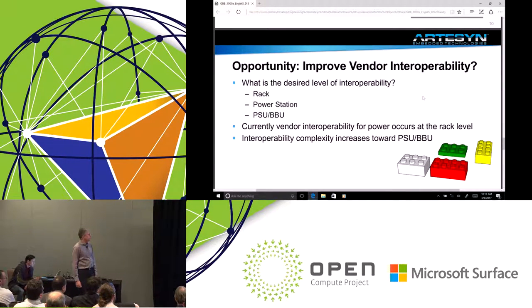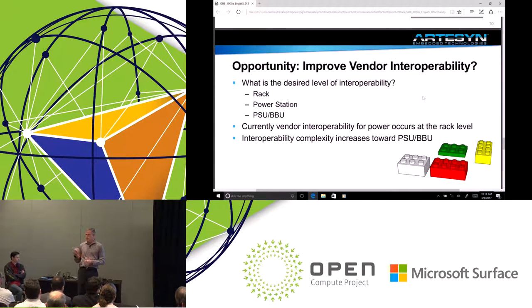Okay, vendor interoperability. I like saying that making interoperability simple is really hard. That's the crux of this slide. Greater interoperability in an ecosystem is generally a win for everyone, but getting there is really hard. Right now, the level of interoperability that we have within the Open Rack community really is at the rack level. You wouldn't expect to get a rack from one integrator or one vendor and put in a bus bar system and a power shelf from two different vendors, right?